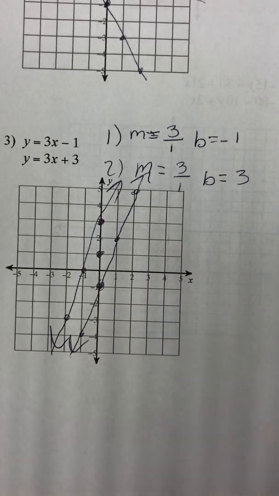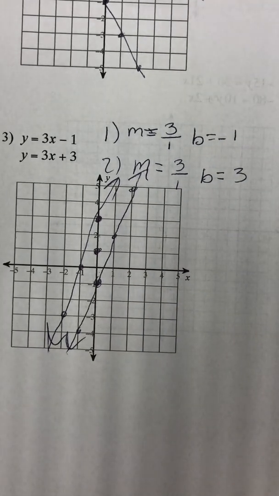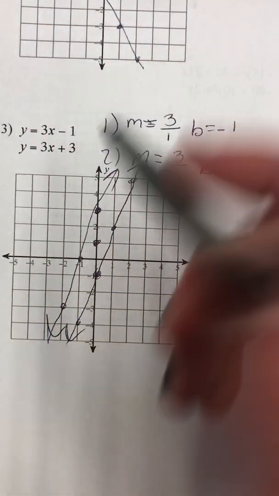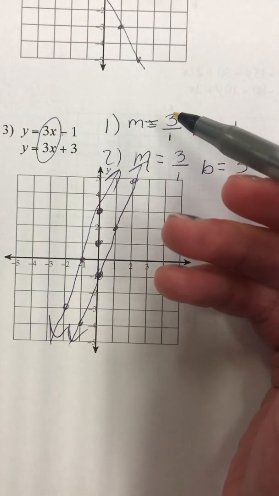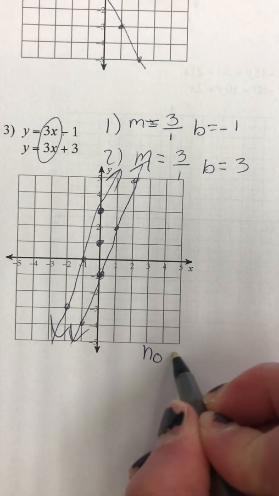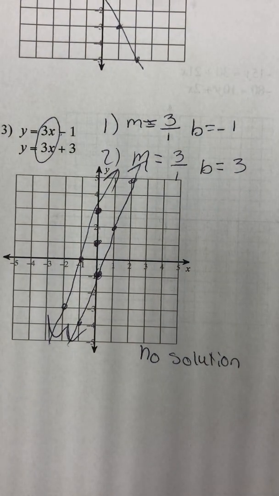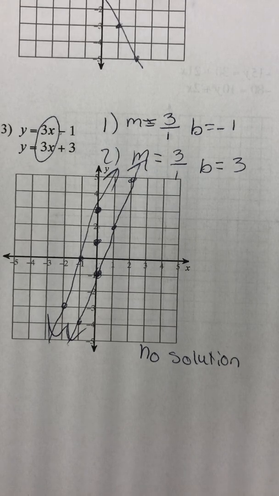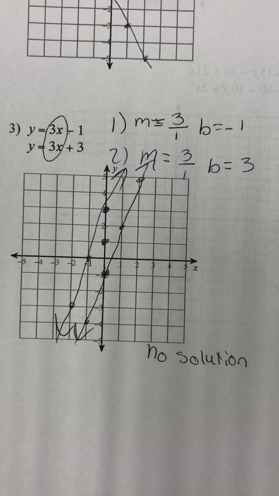If you've noticed with this one, I drew it poorly, but it's fine. The lines do not intersect. If they never intersect, say if these slopes are the same and their y-intercepts are different, it is no solution. If you graph something and it is the same line, then it is an infinite number of solutions. Okay? So for this one, they never cross, so it'll be no solution.